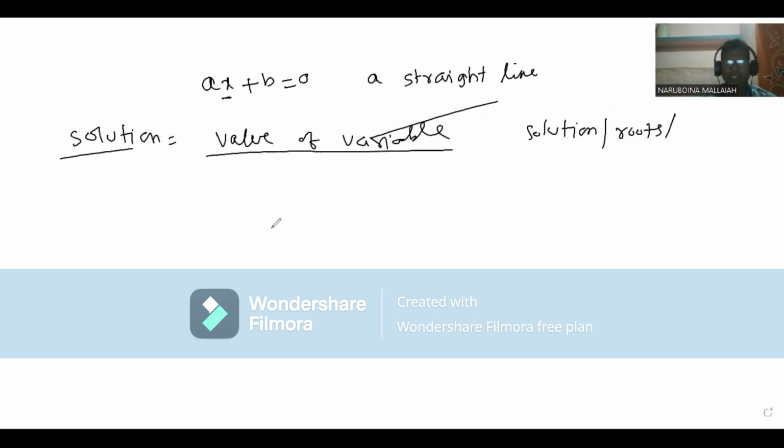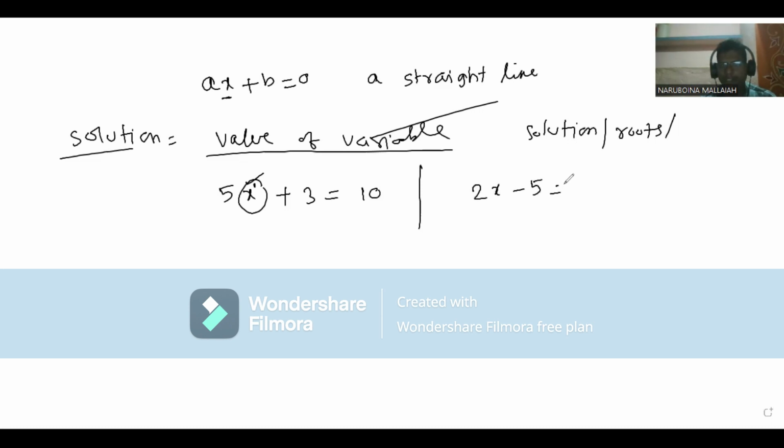So here, if I take 5x plus 3 is equal to 10, the variable is x, its degree is 1, the highest power is 1. This is called a linear equation in one variable. It has one solution, that means one value for this variable. If you substitute that value in place of variable x, this equation will be satisfied. That is called the solution. Solution means it is a value of the variable for which it satisfies the given equation.